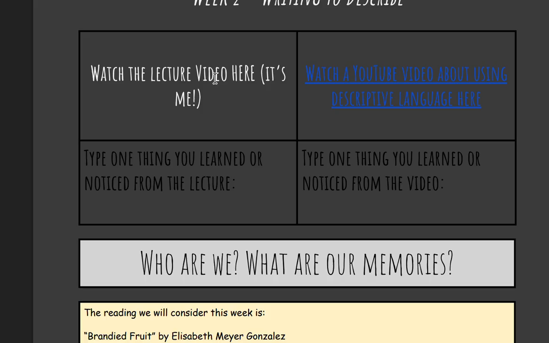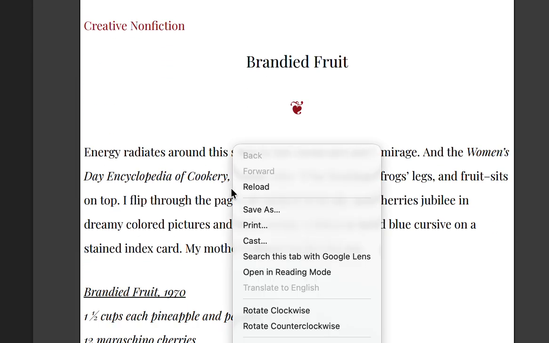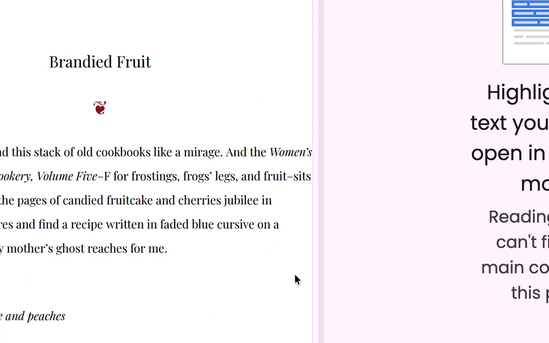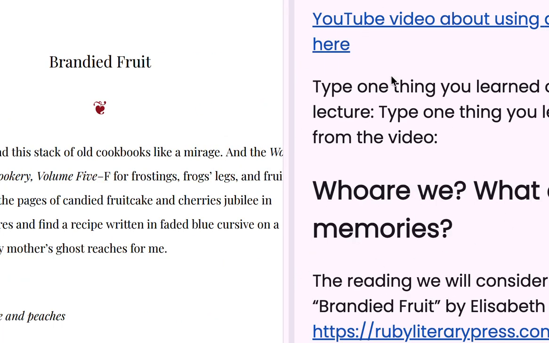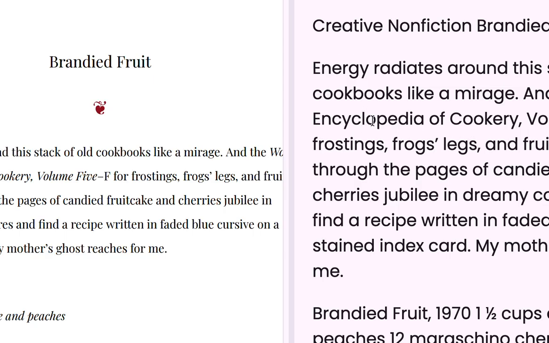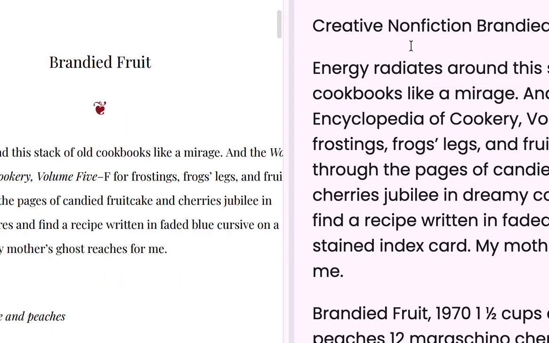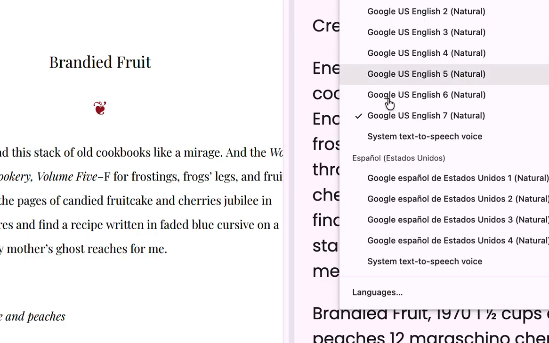So this is the PDF version. I'm going to right click the PDF version that I downloaded. Okay, I hope you can see this. And then you can open in reading mode on Google Chrome. Did you know this? And then it reads all the words on the page. And up above, there's a little mouth, and it'll let you choose languages.